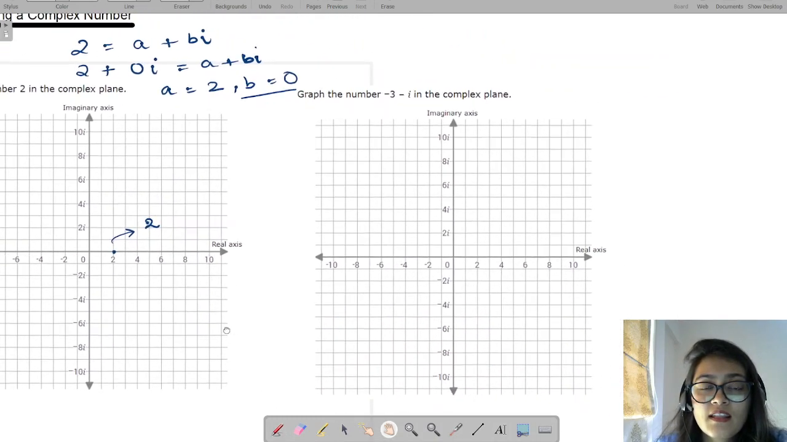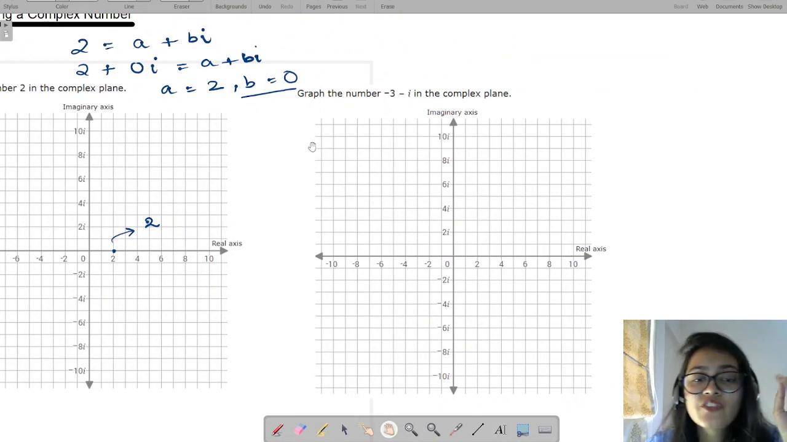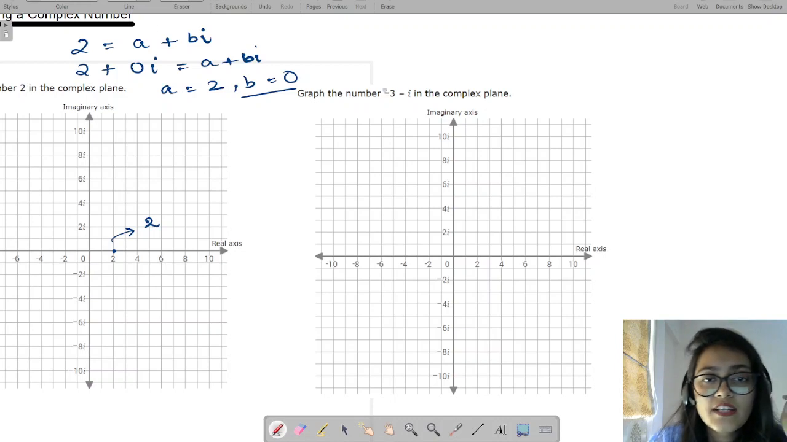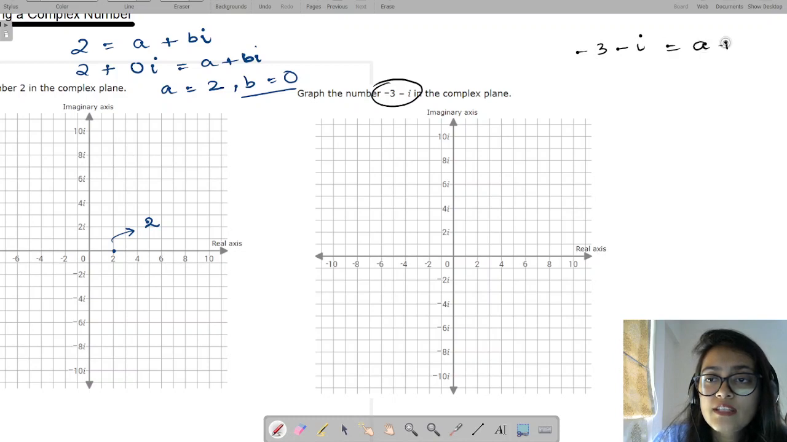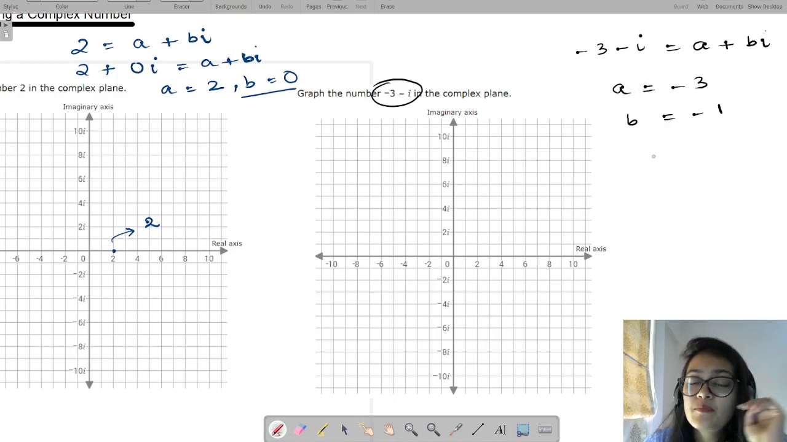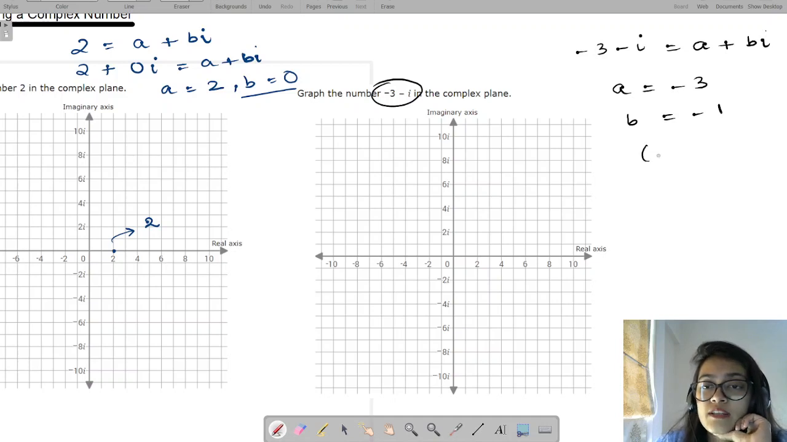Okay, next problem, -3 minus i. -3 minus i, this is a very straightforward one. If we compare it with the standard form of a complex number, we get value of a is -3 and value of b is -1. That means our point is -3 comma -1.